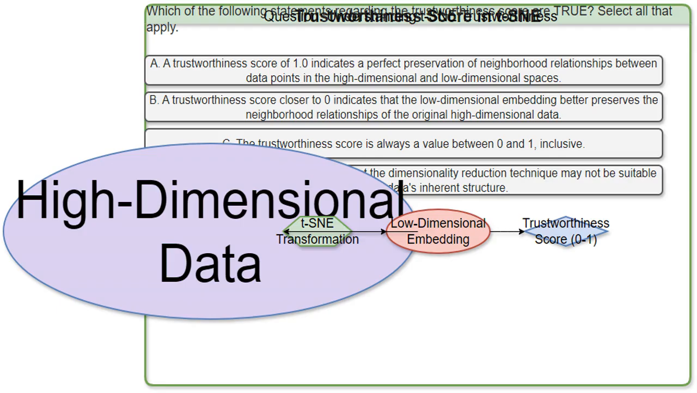This is my starting point, data with many features or dimensions. Think about something like images. Each pixel could be a dimension. It is difficult to visualize this type of data directly.